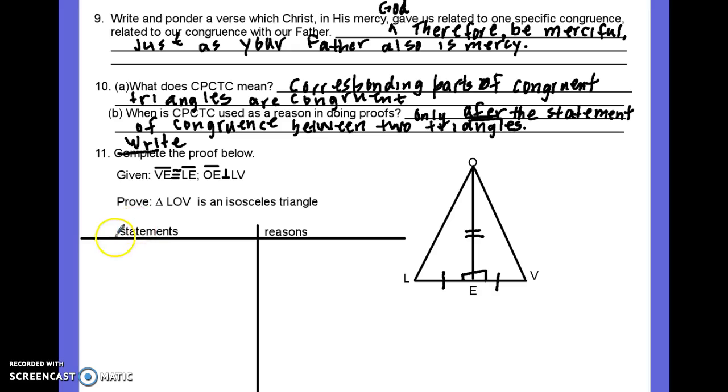Now we can begin to write our statements and reasons. Statement number one. What should that be? I trust you know what it is. It's going to be segment VE is congruent to segment LE. In addition, we could lump them together like this. Segment OE. Okay, I did this wrong. It should be congruent. Let me correct this.